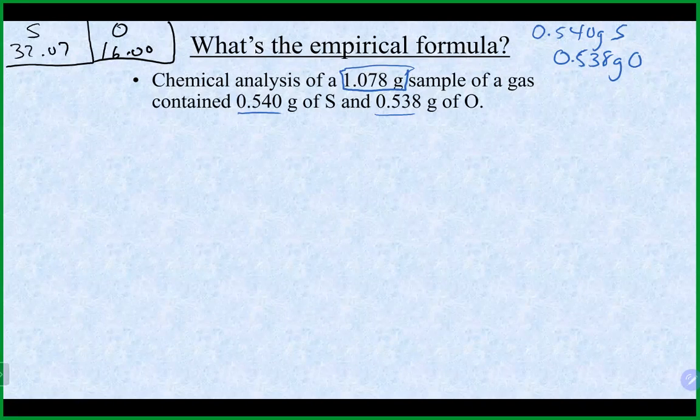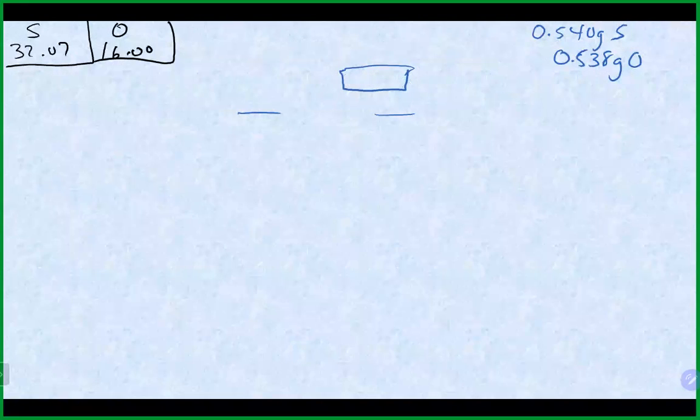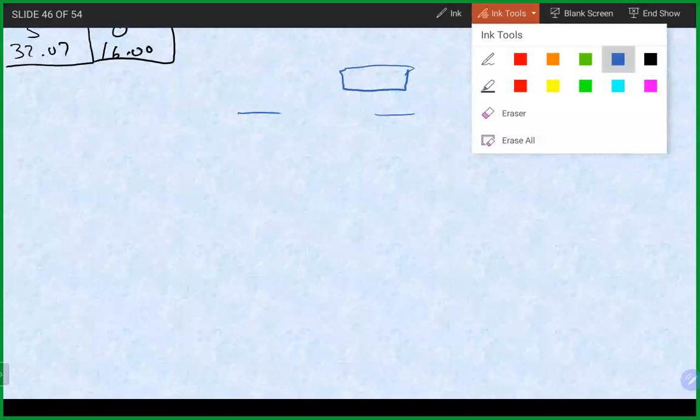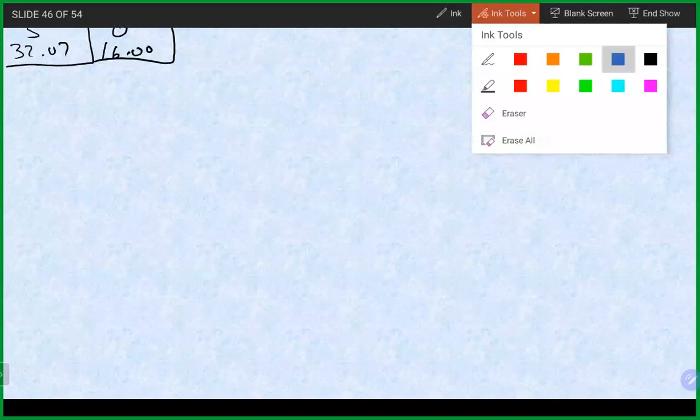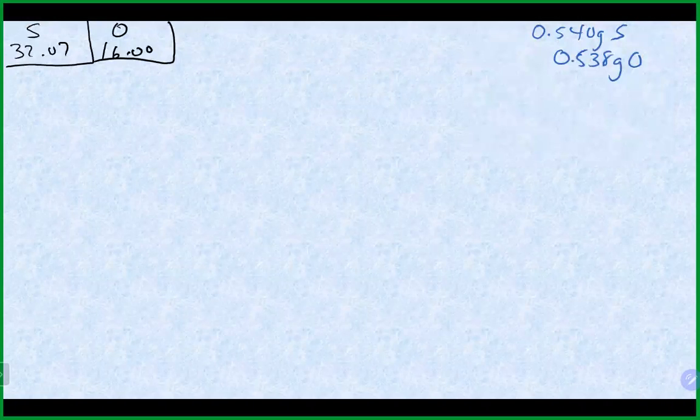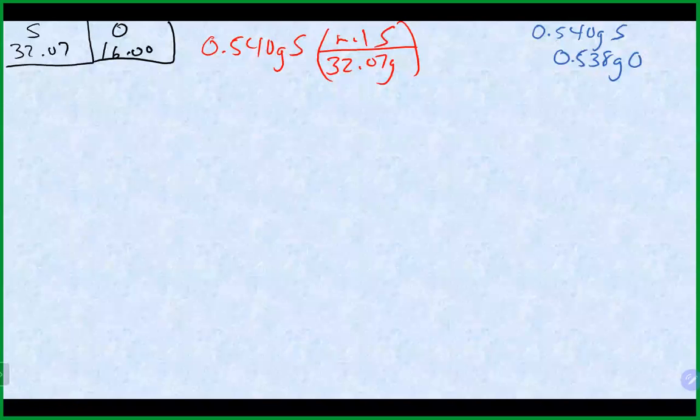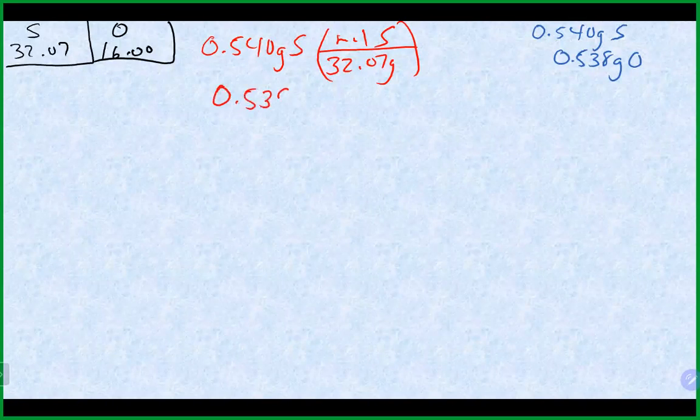So in this case, we really are just going to take our grams of each of the elements which were given to us, and we would then convert them into moles. So using the periodic table, we would take our 0.540 grams of sulfur, 32.07 grams per mole, and we'll take our 0.538 grams of oxygen, 16 grams per mole.